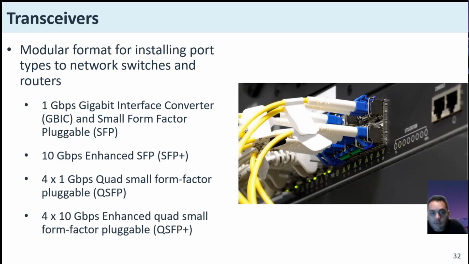Enhanced quad form factor pluggable, QSFP Plus, is designed to support 40 gigabit Ethernet by provisioning 4 10 gigabit links. QSFP Plus is typically used with parallel fiber and multi-fiber push-on MPO termination. An MPO backbone ribbon cable bundles 12 or more strands with a single compact terminator. The cables are all manufactured and cannot be field terminated. So, for instance, you can't just go out and decide to splice these out in the field.